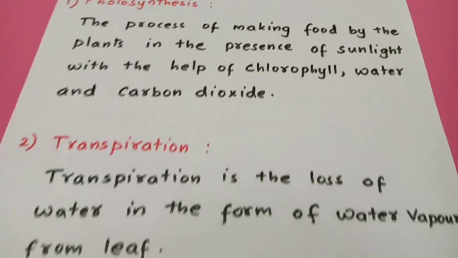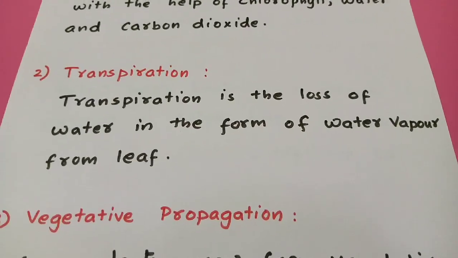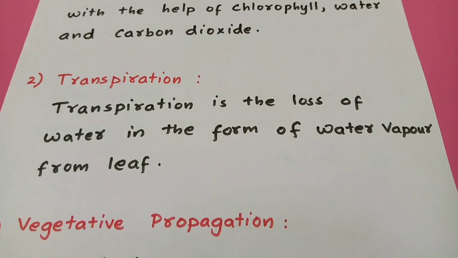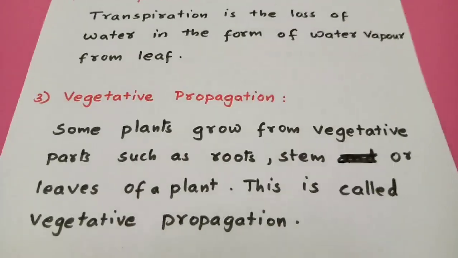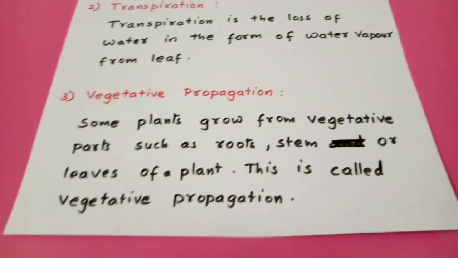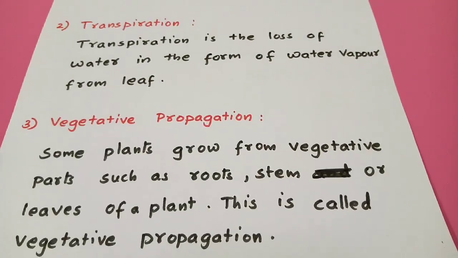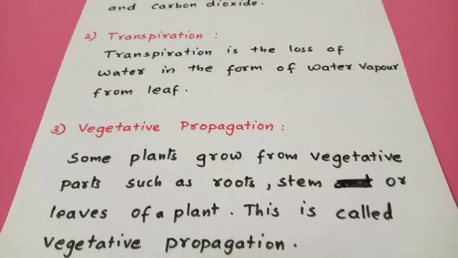And the second question is transpiration. Transpiration is the loss of water in the form of water vapor from leaf. And the third one is vegetative propagation. Some plants grow from vegetative parts such as roots, stem or leaves of a plant. And this is called vegetative propagation.